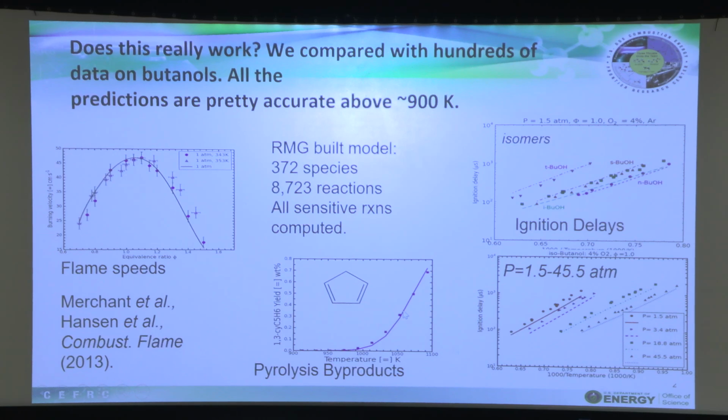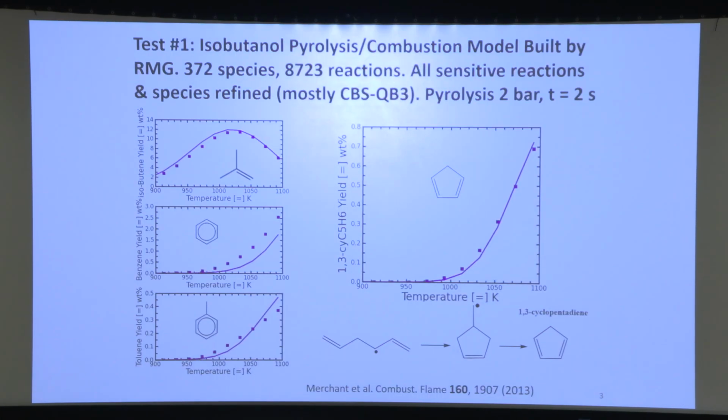This is from pyrolysis of butanols. You make a little bit of cyclopentadiene. This is actually really pretty good prediction compared to the experiments. This is ignition delays. Again, pretty close agreement with the experiments. This is ignition delays as a function of pressure. Pretty good. You can see some discrepancies, but really pretty good. So the butanols, we're in really great shape.